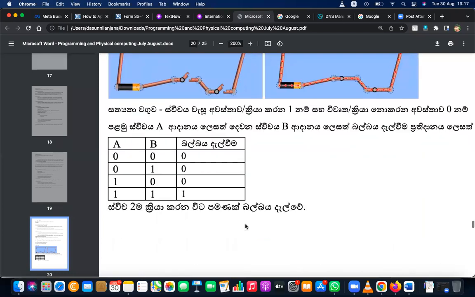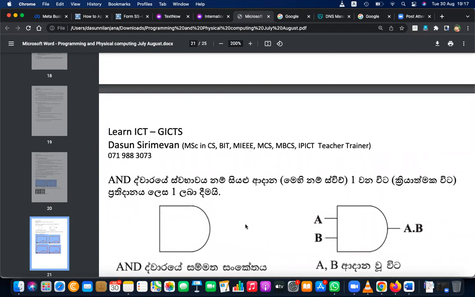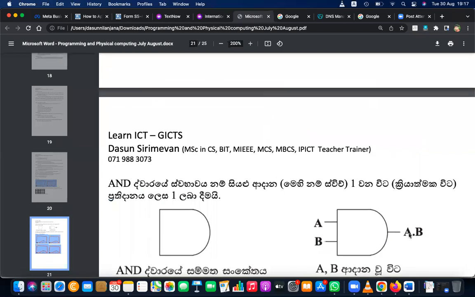Okay, that is it. So the AND gate is basically displayed using this symbol, right? Here you can see A, B, and the AND gate. In the middle, we are using a dot for the AND gate again. So this is called the Boolean algebra expression.